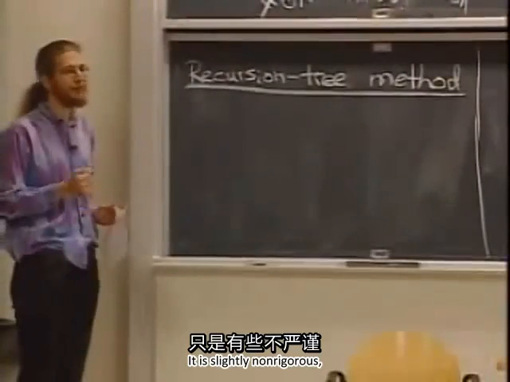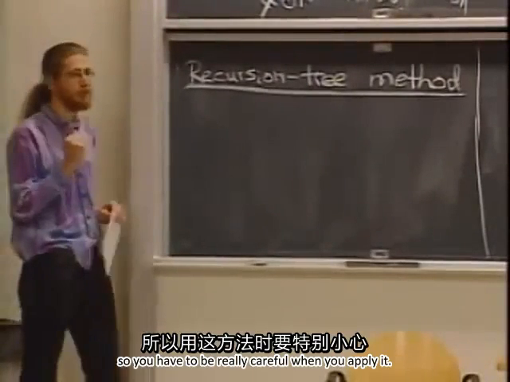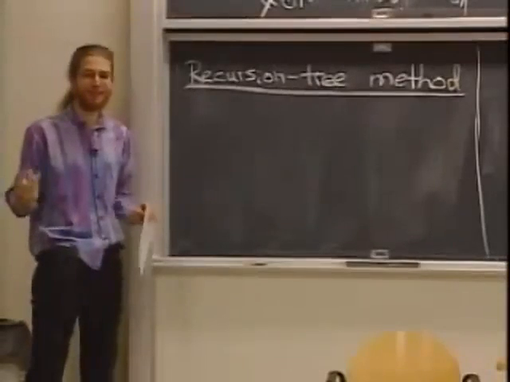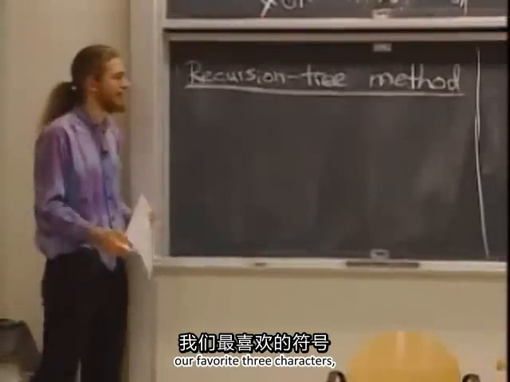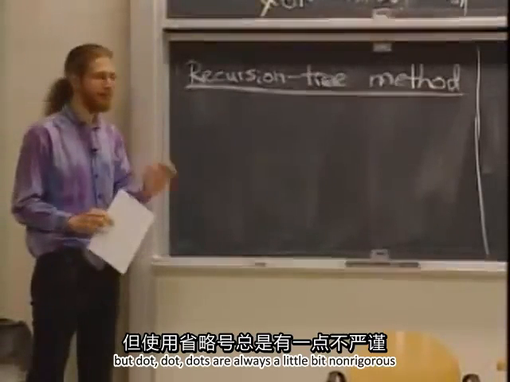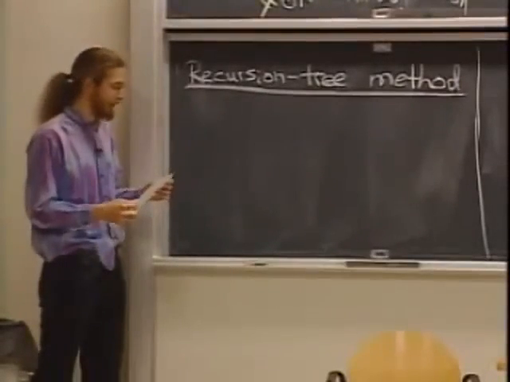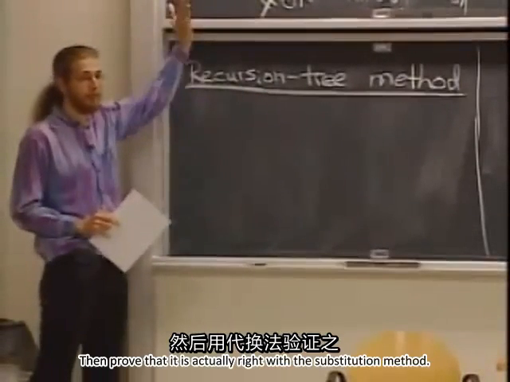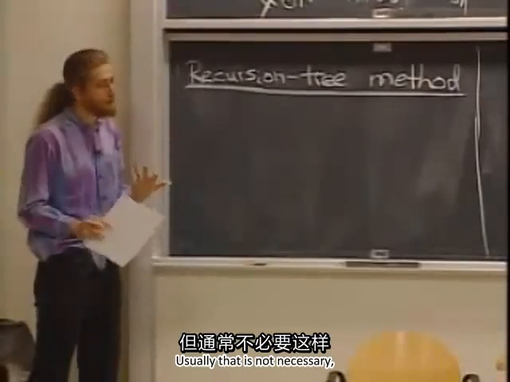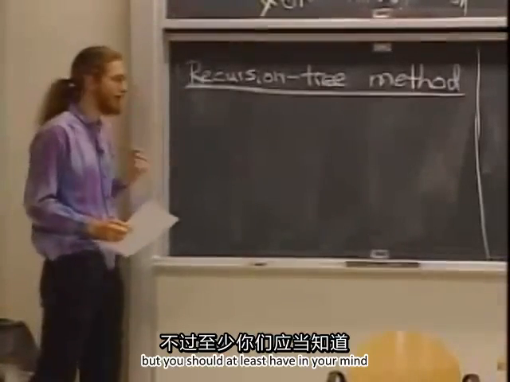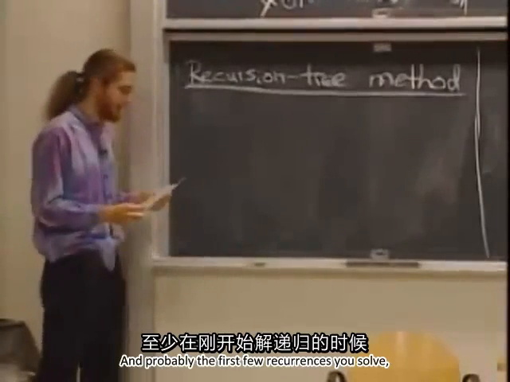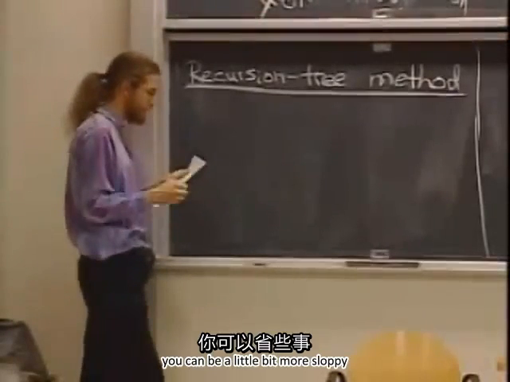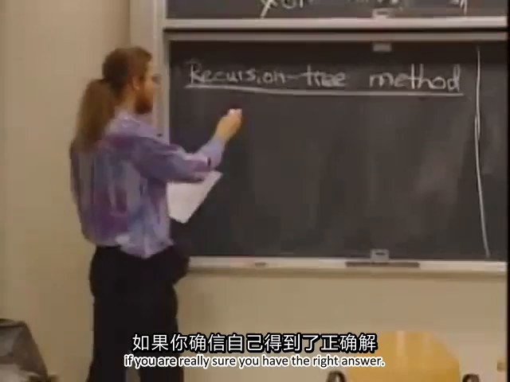It's slightly non-rigorous. This is a bit of a pain, so you have to be really careful when you apply it, otherwise you might get the wrong answer. Because it involves dot, dot, dot, our favorite three characters. But dot, dot, dots are always a little bit non-rigorous, so be careful. Technically, what you should do is find out what the answer is with the recursion tree method, then prove that it's actually right with the substitution method. Usually that's not necessary, but you should at least have in your mind that that is required rigorously. And probably the first few recurrences you solve, you should do it that way. When you really understand the recursion tree method, you can be a little bit more sloppy if you're really sure you have the right answer.